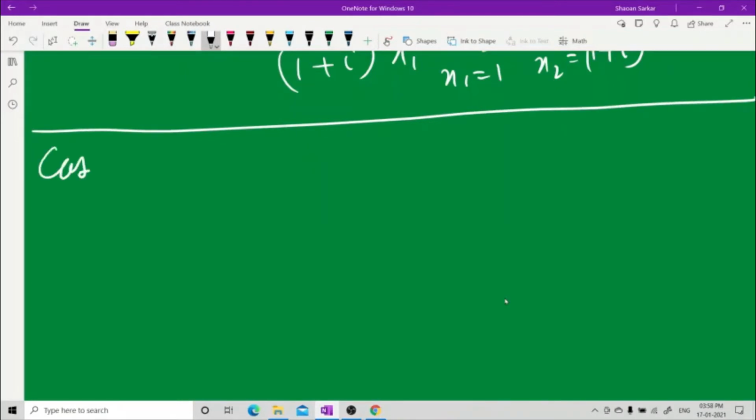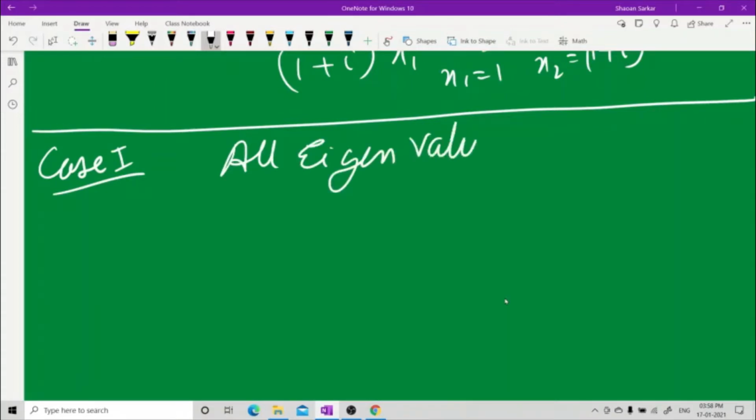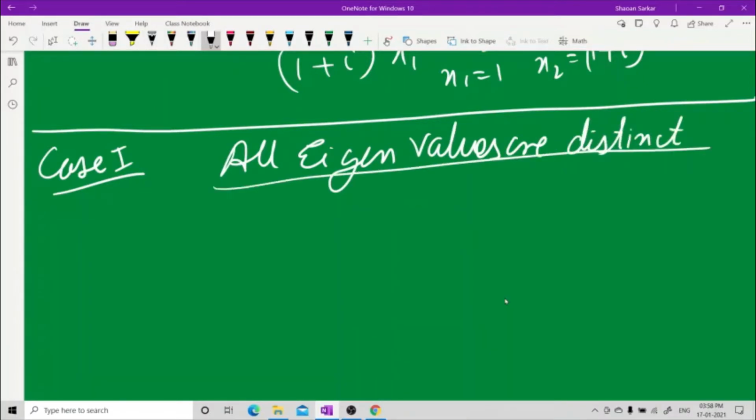Case number 1. When all eigenvalues are distinct. Distinct means they are all different. That is lambda 1 not equal to lambda 2 not equal to lambda 3. I'm doing it for 3. You can do it for 2 cross 2. I'm doing it for 3 cross 3.